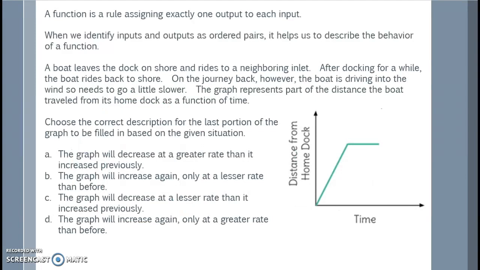A boat leaves the dock on shore and rides to a neighboring inlet. After docking for a while, the boat rides back to shore. On the journey back, however, the boat is driving into the wind, so needs to go a little slower. The graph represents a part of the distance the boat has traveled from its home dock as a function of time. Choose the correct description for the last portion of the graph to be filled in based on the given situation. Pause the video and take a gander.